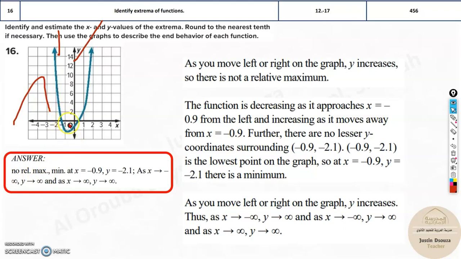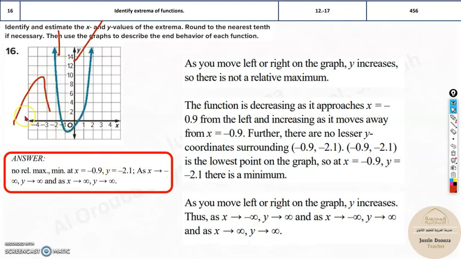What does it mean? No part of the graph goes below it, right? That's why it's minimum. What is the x value? About negative 0.9 over here. And the y value is over here. See, the scale is 2, so this means it's 2 and a little more than that, negative 2.1.